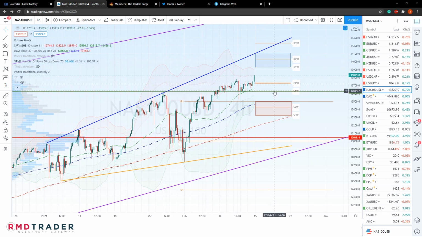Initial support can be found at 13,625, with a break below that possibly seeing a correction somewhere between our monthly R1 at 13,500 and that weekly S3 pivot, which would probably coincide with our 4-hour 200 SMA around about 13,325.